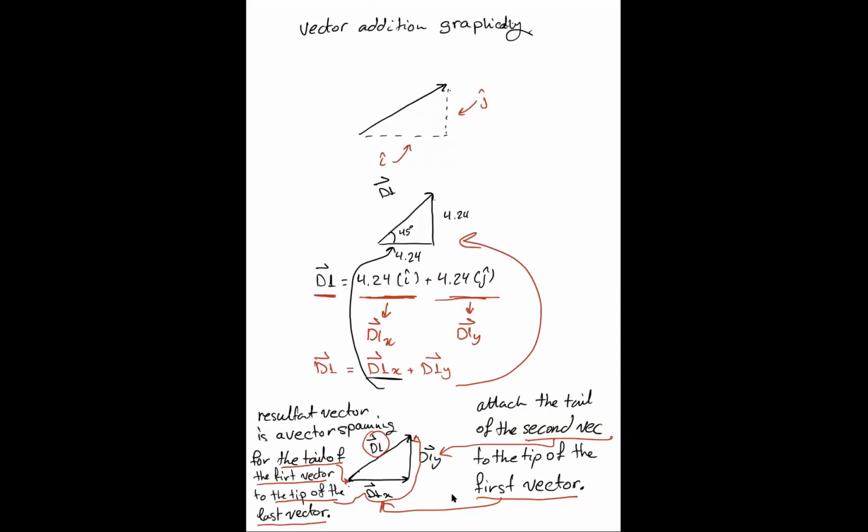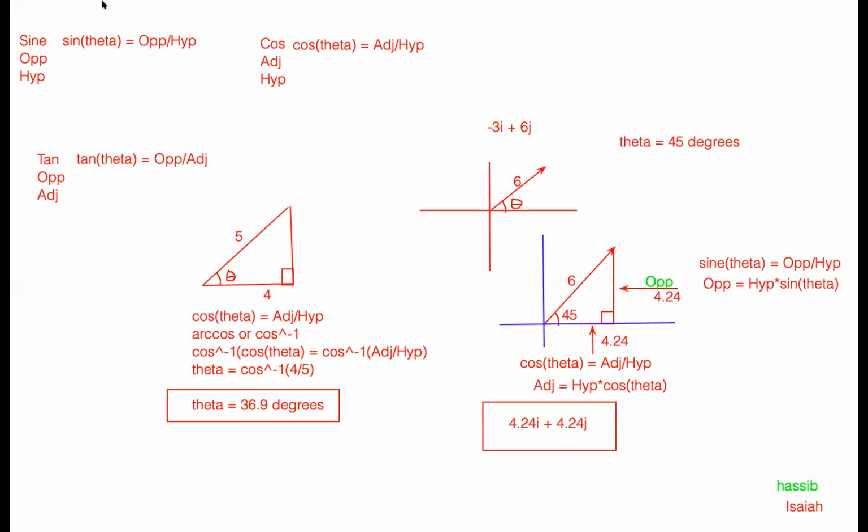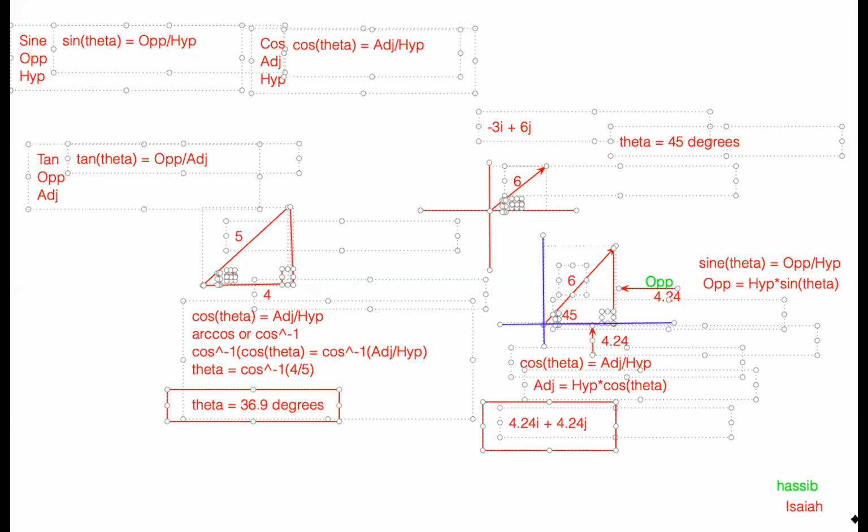So confused. So Hassib showed us the graphical way of adding up or vector addition. There's also the algebraic way. So if, let's move all this.